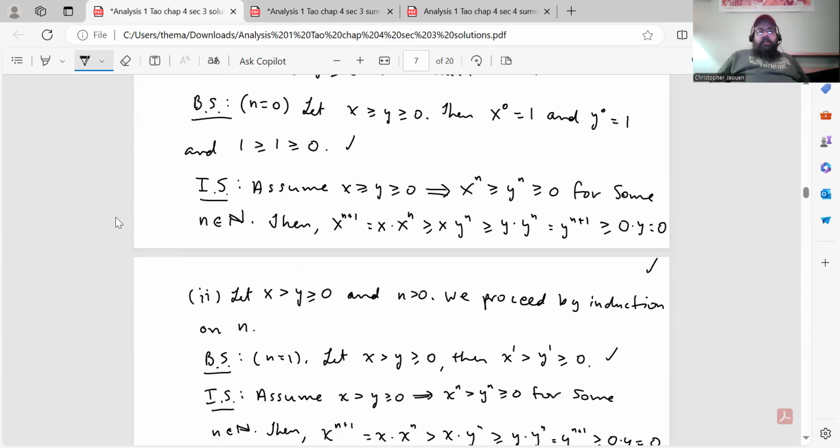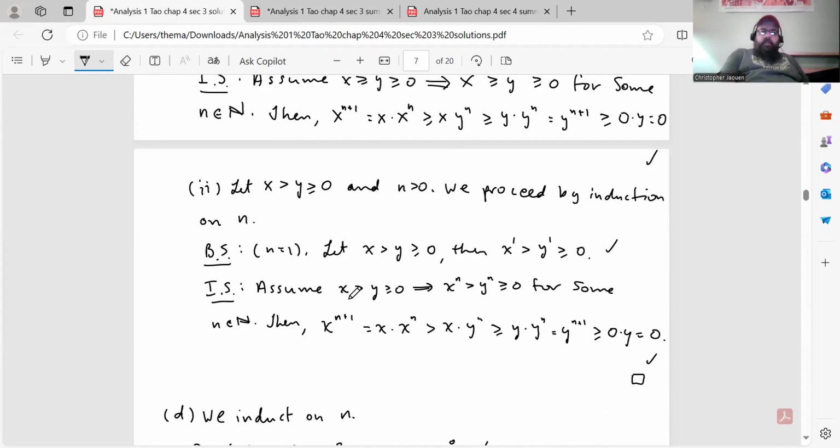Assume x is greater than or equal to y, greater than or equal to 0. That implies x to the n is greater than or equal to y to the n, greater than or equal to 0 for some natural number n. Then we consider x to the n plus 1. That's the same thing as x times x to the n, which is greater than or equal to x times y to the n by inductive hypothesis, which is greater than or equal to y times y to the n, which is y to the n plus 1, which is greater than or equal to 0 times y, which is 0. So that shows that the proposition holds.